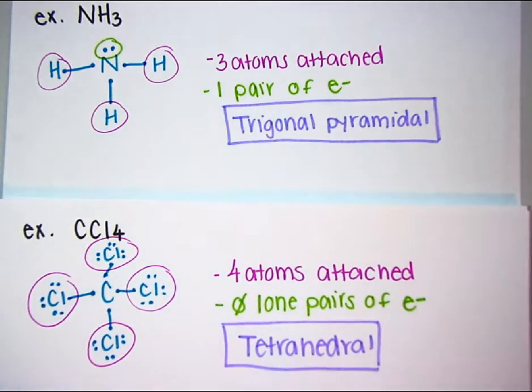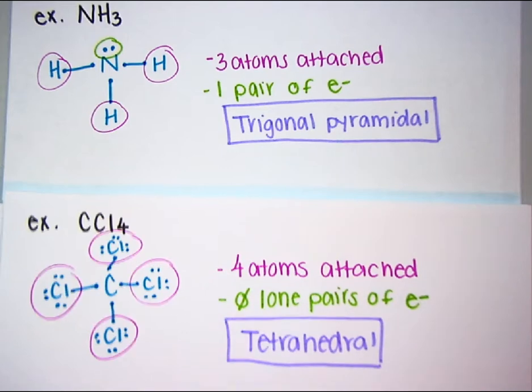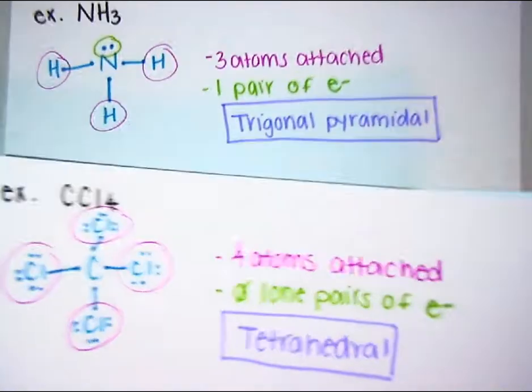So the hard thing about VSEPR is you really need to have a solid understanding of how to draw your Lewis structures. If your Lewis structure isn't drawn correctly, there is a good chance that you're not going to have the correct molecular geometry. Let's do 2 more.